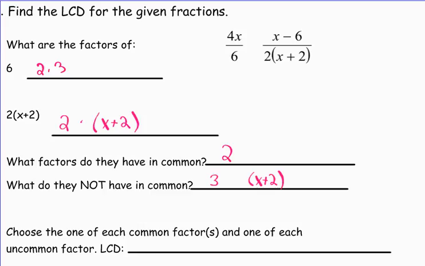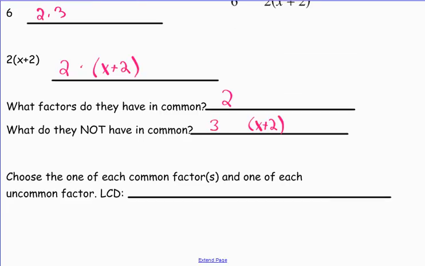Now, in order to find the least common denominator, you choose the factors they have in common, 2, and the factors they don't have in common. Well, that would be 3 and x plus 2. So my actual final factored form is going to be 6 times x plus 2.